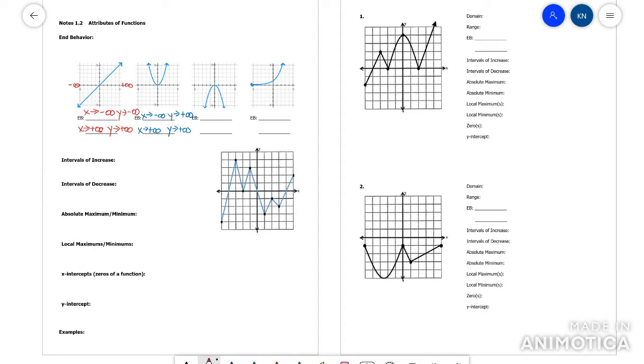This next one's real similar to the one that I just did, except they're both going to be going down. So my answers are still going to be the same, but this time they're going to be approaching negative infinity, not positive infinity.